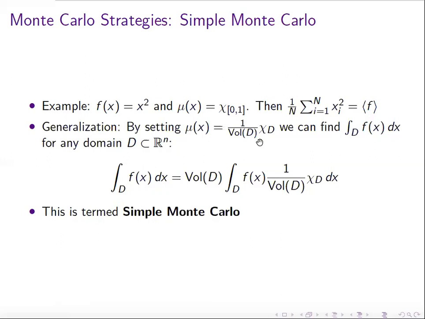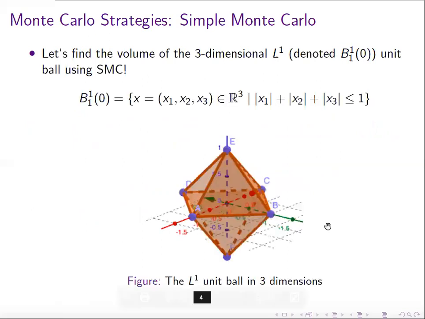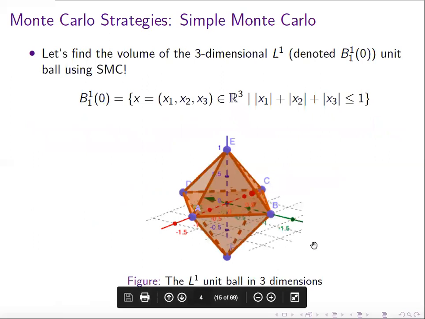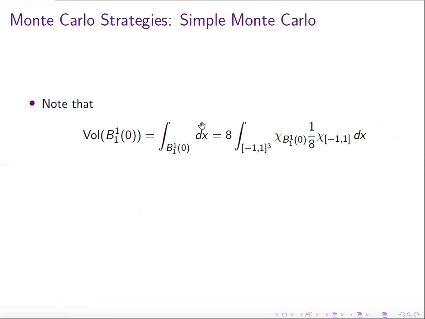And let's use simple Monte Carlo to find the volume of the three-dimensional L1 unit ball. So what is the three-dimensional L1 unit ball? It's this octahedron right here. From trigonometry, we know that its volume is 4/3, but let's find that using integration. So first of all, we can write down the volume as an integral by integrating 1 on the octahedron, and then we just convert the integral into a product of characteristic functions on the unit cube.